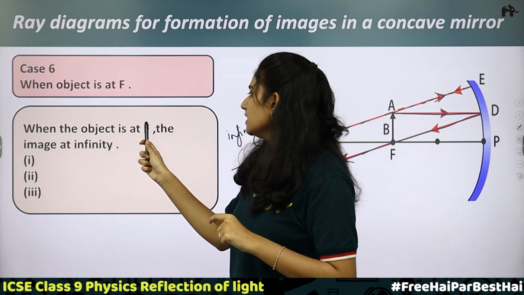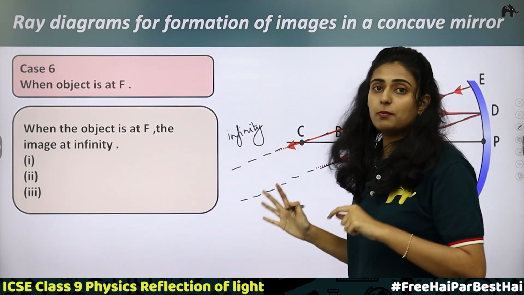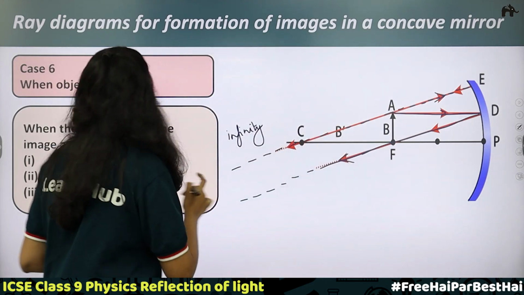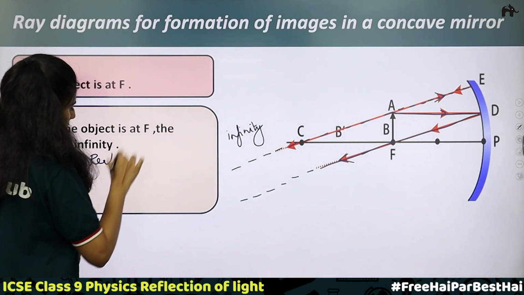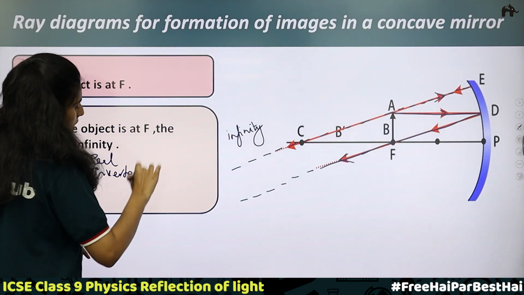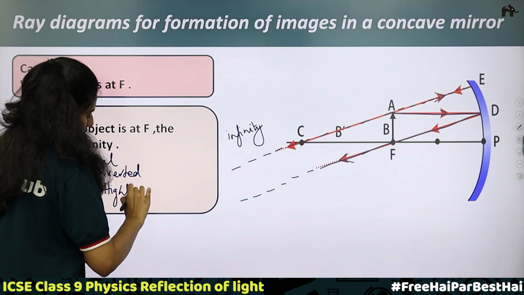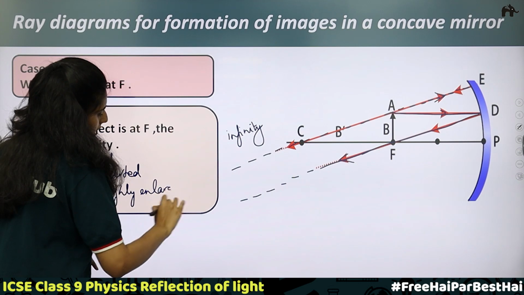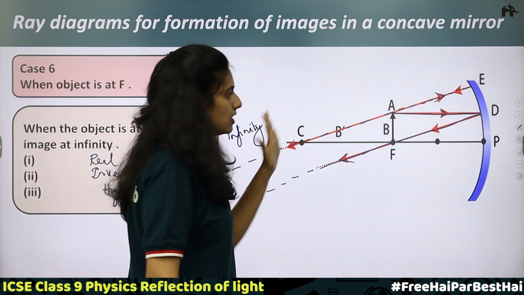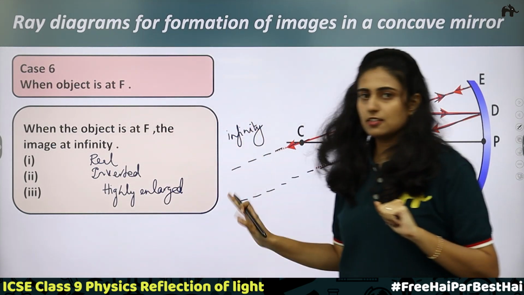So, when the object is at F, the image is at infinity. Parallel light rays means the image will be formed at infinity. Now, what are the properties of the image? Here again, the image formed will be a real image. It will be an inverted image. What about the size? The size will be highly enlarged. So, these are the properties of the image. The image will be formed on the same side as that of the object. So, this is your sixth case.